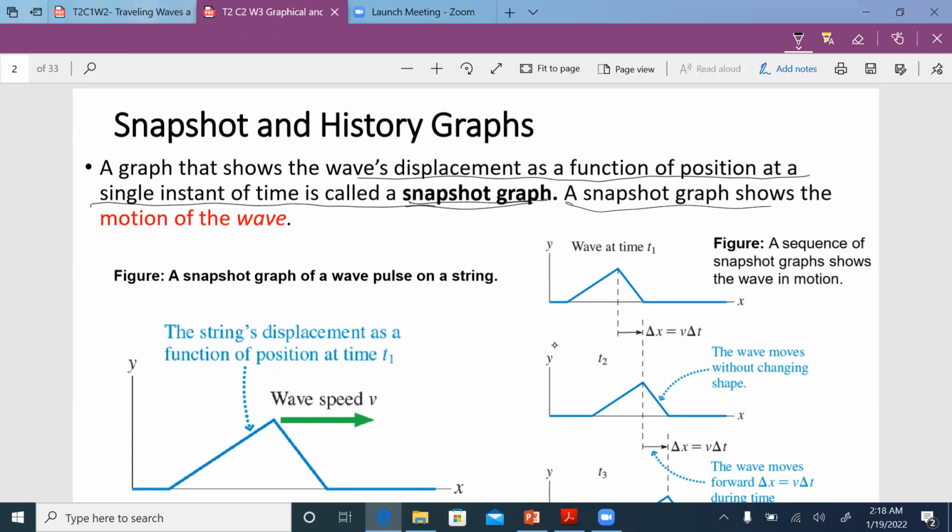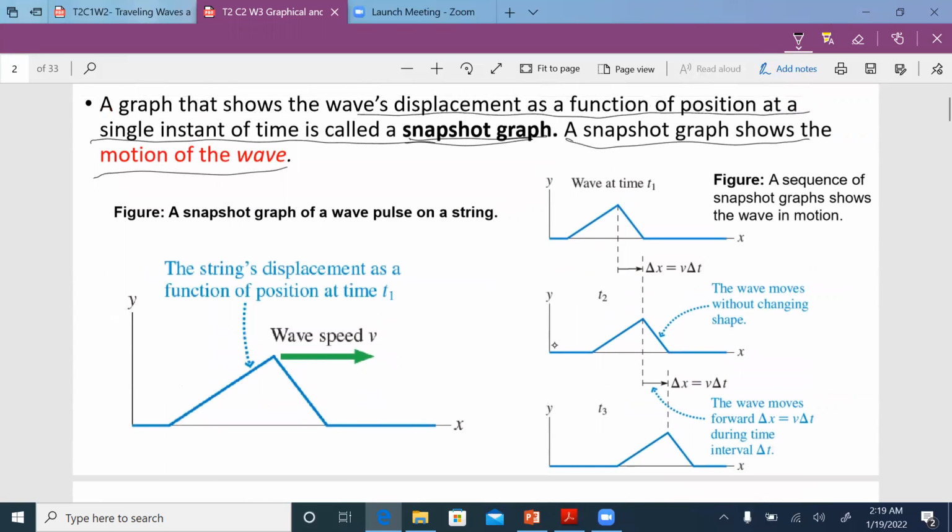So the snapshot graph shows us the motion of the wave at that instance. Okay, so the figure here is just a typical snapshot graph of the wave traveling in this direction. So the string displacement as a function of position is emphasized. Okay, so we see x here as a function of position.